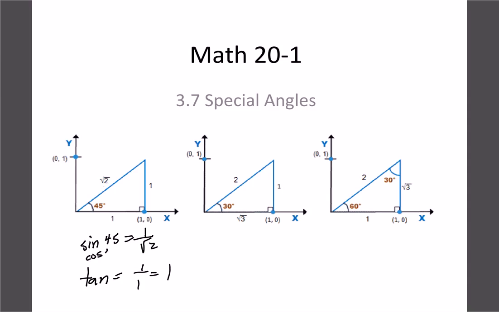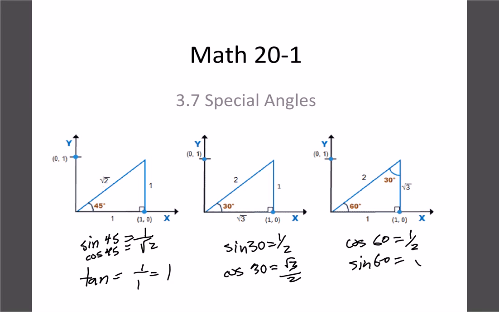So sine and cosine are both the same, and when we did 30 and 60, remember we saw that sine of 30 was a half and cosine of 60 was a half because they were just opposite triangles of each other. And then cosine of 30 was root 3 over 2 and sine of 60 is root 3 over 2. So those also matched. And then our last one was tan of 30 is 1 over root 3 and tan of 60 is root 3 over 1. So those just were reversed of each other as well.